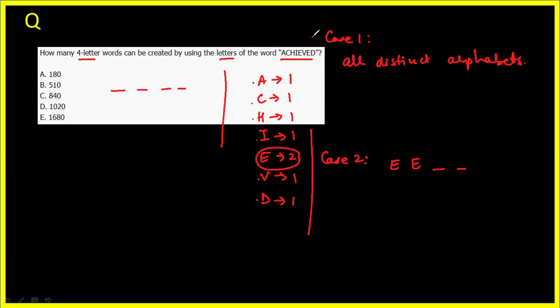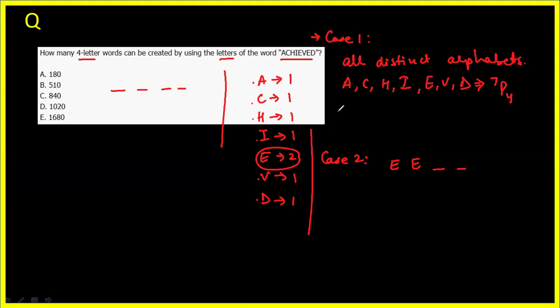Now, coming to case number 1, again all distinct. How many alphabets do we have which are distinct? That is A, C, H, I, E, V, and D. So these are distinct. We are not taking E as 2 times. We are just taking words wherein E comes just one time, not repeating. Now, in how many ways can we pick 4 letters out of these 7 letters? That will be 7P4, right?